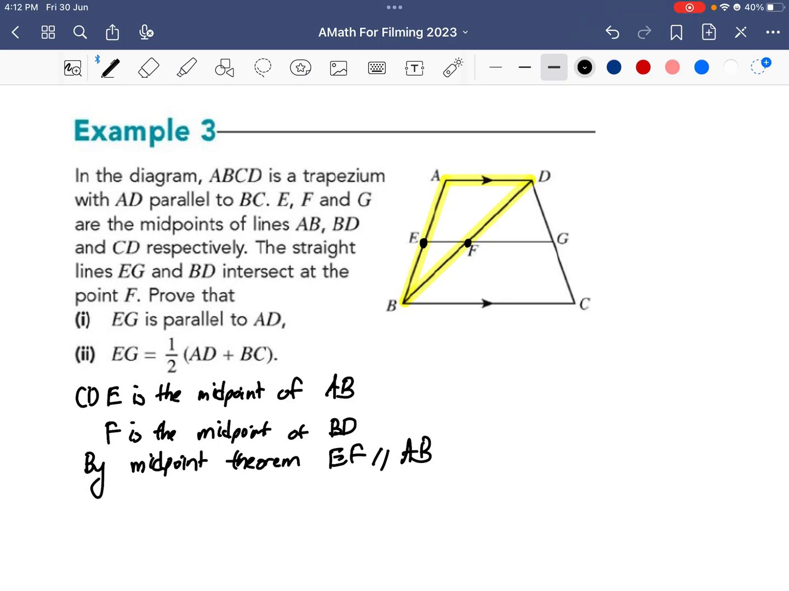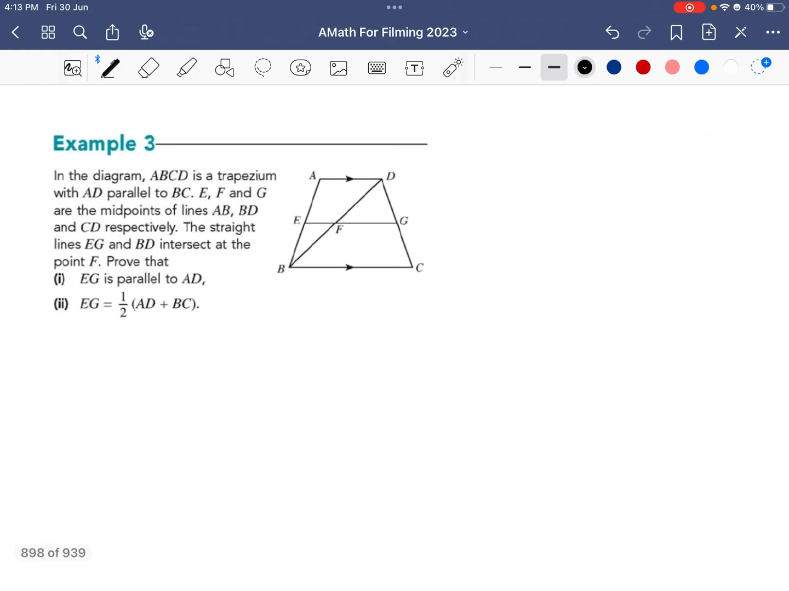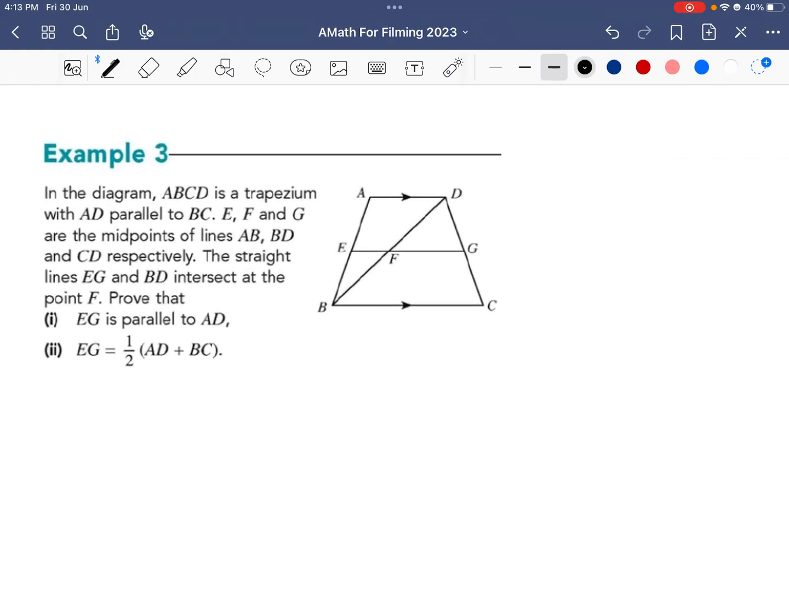Then since E, F, G all lie on the straight line, EFG is a straight line. What we can say is that EG is parallel to AD. Why parallel? Because EF is parallel to AD by midpoint theorem, therefore EG, since EFG is on a straight line, is parallel to AD itself. Okay, part 2. Part 2 is to prove that EG is half of AD plus BC.